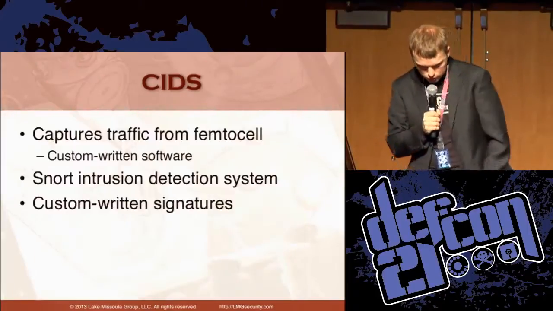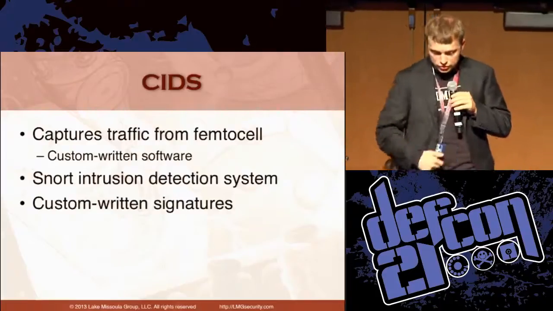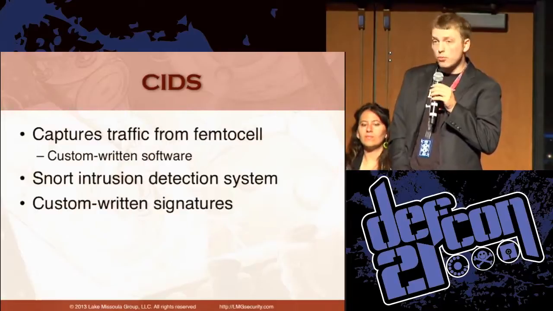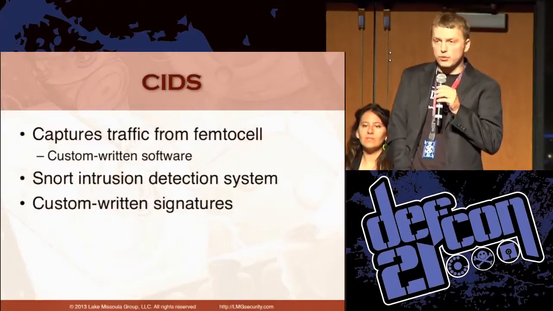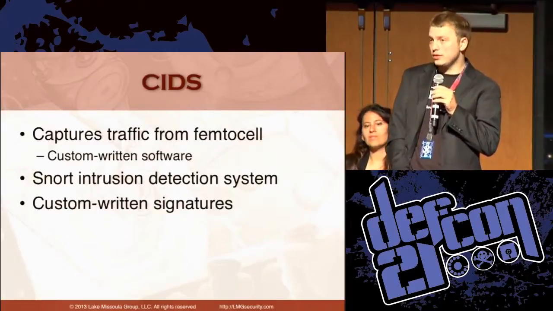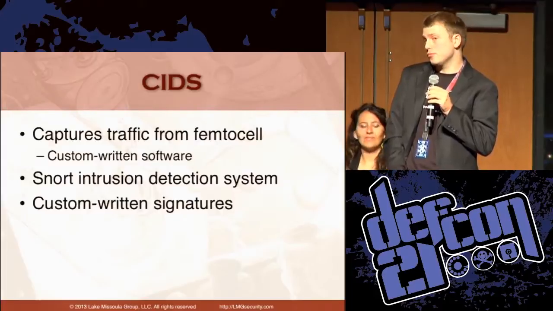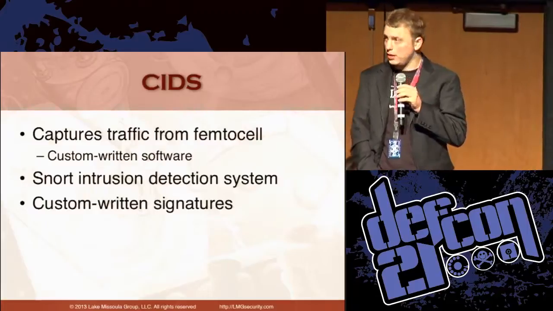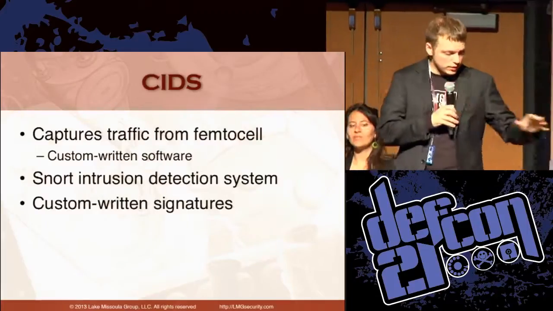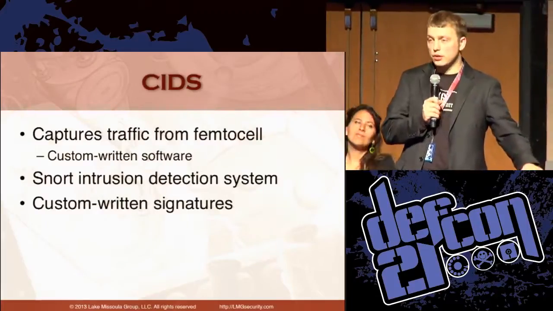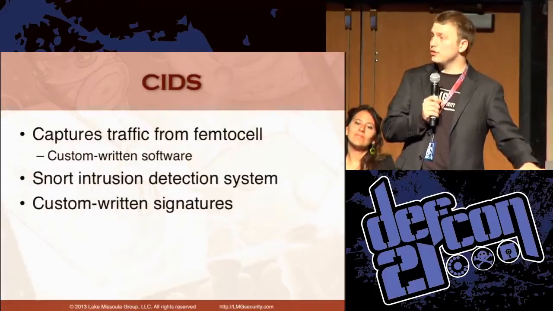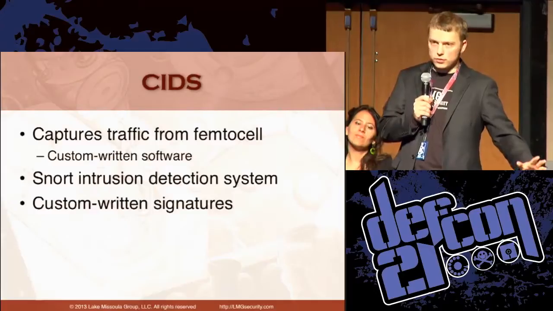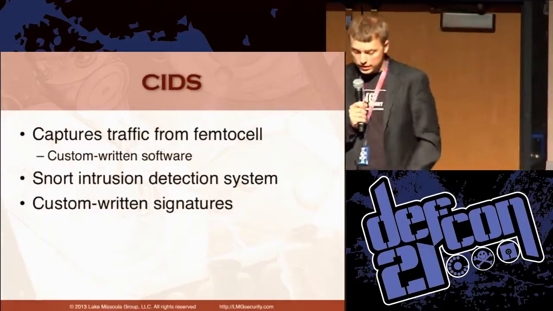Let's see. So, cellular intrusion detection. This wasn't originally what we set out to do. When we started this project, we were looking at network forensics. Like, hey, let's see what we can see about the cellular network. And it quickly became this big project to even get access to it. So as soon as we did get access, we said, okay, what can we do? And we thought, here's something cool. Let's set up a cellular IDS.